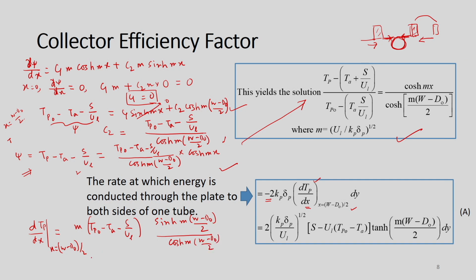So, this will give a value of something like square root of UL by Kp delta p, times half, and then Tpo minus Ta minus S by UL is equal to tanh of m times w minus d naught by 2. Okay. So, now you can simplify it, since you know this, and Kp delta p is already multiplied here. So, finally what we will have is the square root of 2 Kp delta p by UL coming here, and then the other expression will be the same as this expression, right.